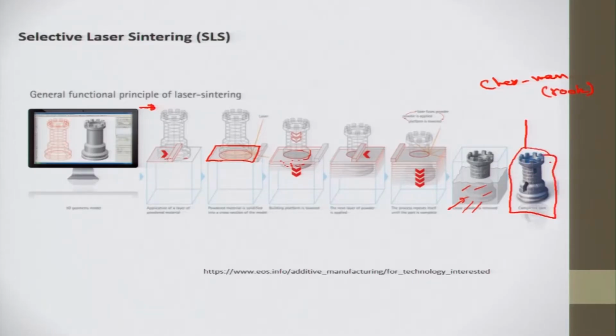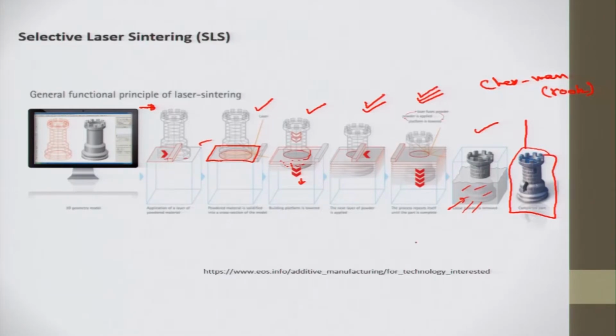So this is the application of a layer of powder material. Here we have powder material that is solidified into the cross section of the model. Then the building platform is lowered step by step. Here the next layer of powder is applied. The process repeats itself until the part is complete. The laser fuses, the powder is applied, the platform is lowered, three steps carried out step by step. Now loose powder is removed in this step. So this is how selective laser sintering is carried out.